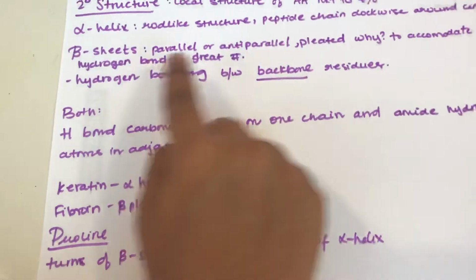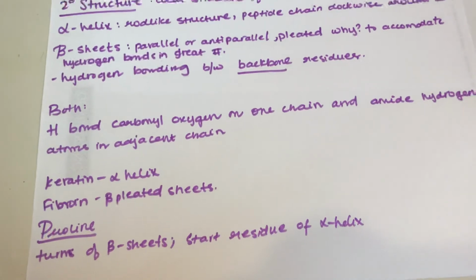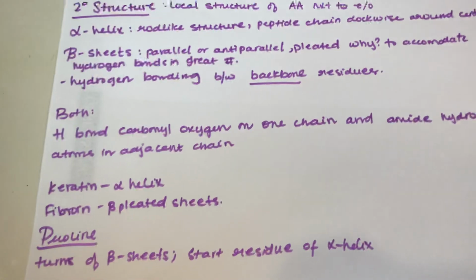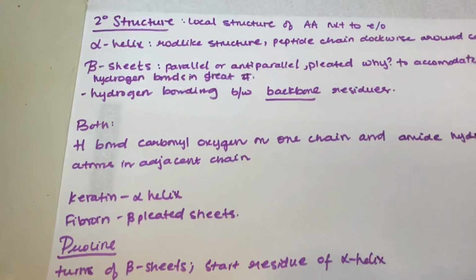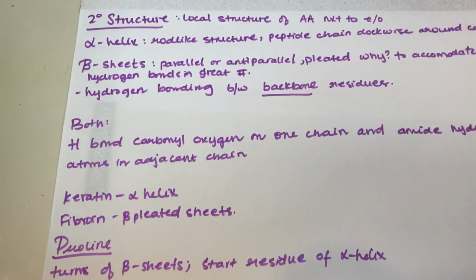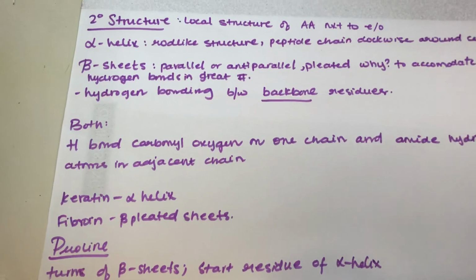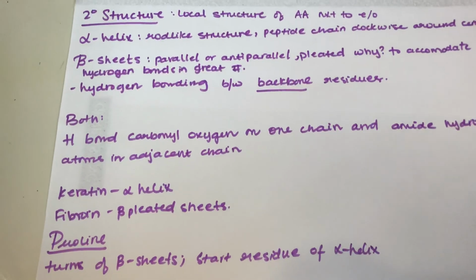Beta sheets can be parallel or anti-parallel. If it's parallel, that would mean that the amino groups line up with each other for every single strand. If it's anti-parallel, it means that the amino group on one strand lines up with the carboxyl group on the other strand.